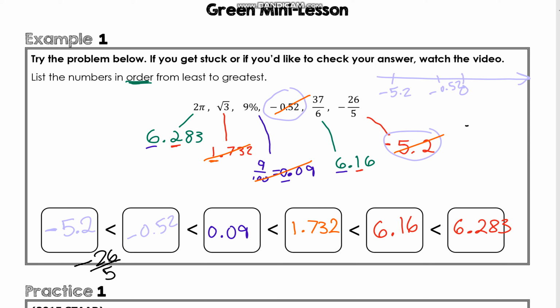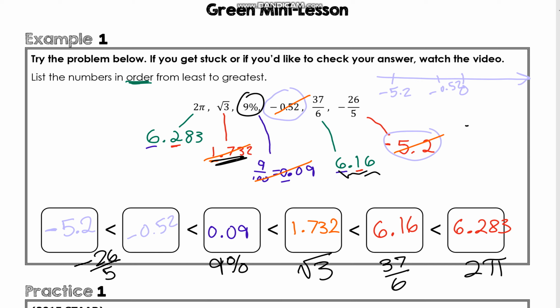Then negative 0.52 was negative 0.52. 0.09 was 9 percent. The next was 1.732, which was the square root of 3. Then we had 37 over 6. And last but not least, 2 pi.